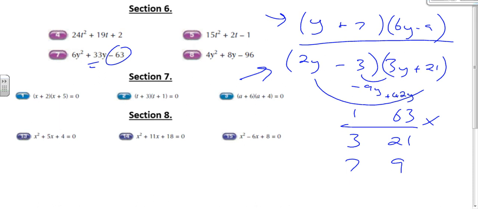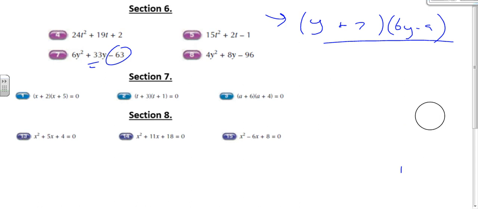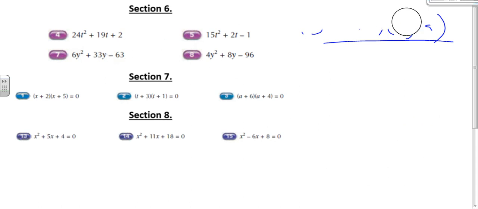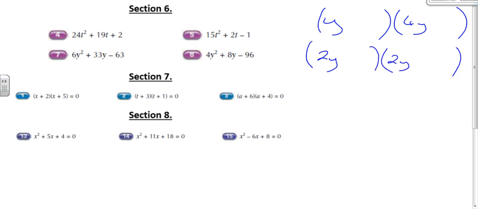Right, next one. Question 8. So we've got 4y squared plus 8y minus 96. So that is either going to be y times 4y, or it's going to be 2y times 2y. So we need to find something that multiplies together to make 96. So 1 and 96. And just think, substituting 1 and 96 into there, when we do trial and error, it's not going to get anywhere near 8. So it's not going to be those ones.